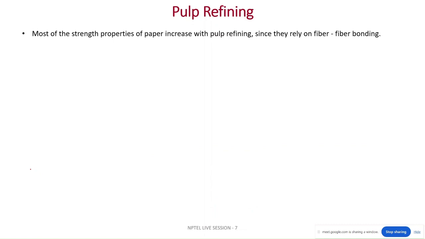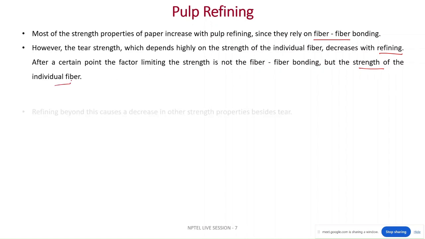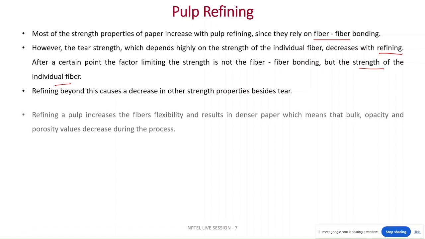Most of the strength properties of the paper increase with pulp refining, since they rely on the fiber-fiber bonding. However, the tear strength, which depends highly on the strength of the individual fiber, decreases with refining. At a certain point, the factor limiting the strength is not the fiber-fiber bonding but the strength of the individual fiber. So when refining goes beyond this, it will cause a decrease in the strength of the individual fiber. So we need to take care of it.